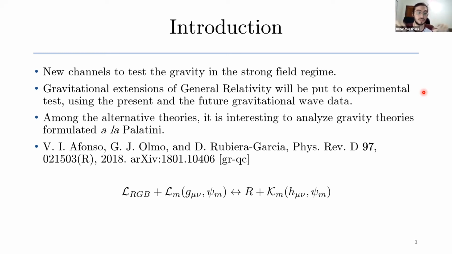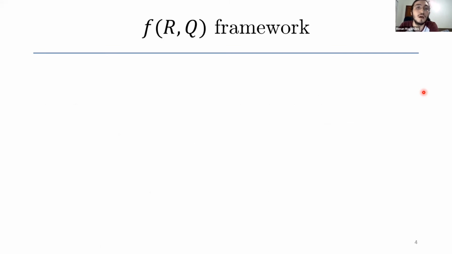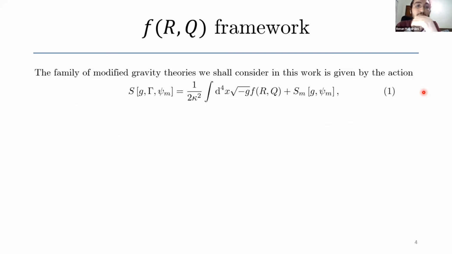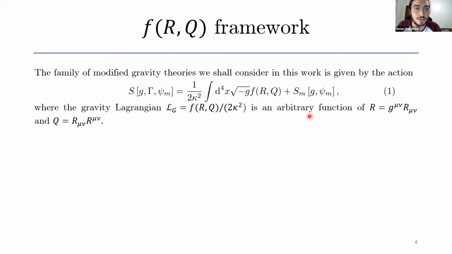We will construct this map for a particular model, f(R, Q), and we will obtain new configurations in these theories. Okay, so let's talk about the framework. Here we will consider the family of modified gravity theories described by the action one. And here the matter Lagrangian is a function of the Ricci scalar and the Ricci squared scalar.